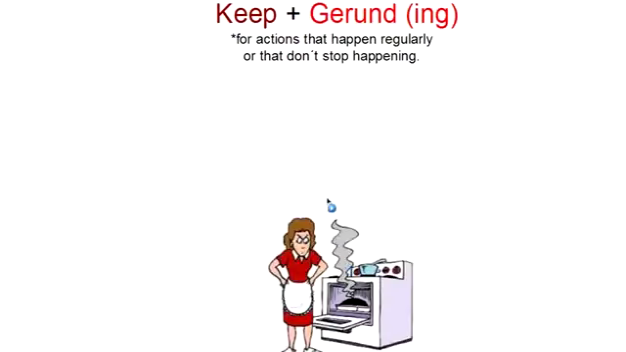So let's look at one of the examples that Jessica used. She said something about the oven. What did she say? What was the problem? Right, she said, "The oven keeps burning my food." So here we see keeps, right? The third person S, because it's one oven. So the oven keeps, and the gerund, burning my food. So here we see that example. So it's a consistent problem, and it happens regularly.